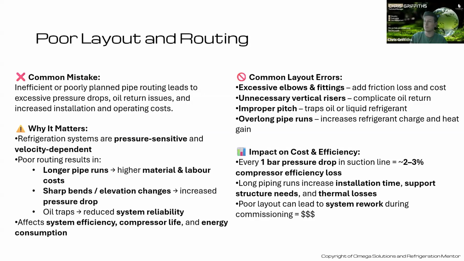And this has a big impact on the actual cost and efficiency. Every 1 bar of pressure drop is roughly 2 to 3% efficiency loss, and therefore 2 to 3% more electricity, which all adds up. The longer pipe runs require more installation time, more brazing rod. If you're using stainless steel, you'll need a coated welder in there to do that, and they're not cheap. It's a skilled trade. You need more insulation, you have more thermal losses, you have more superheat. It's a no-brainer. Keep your pipe runs as short as possible.